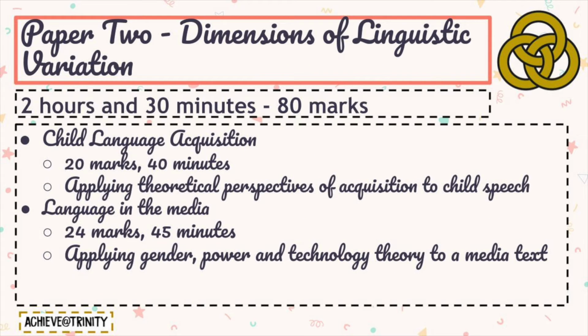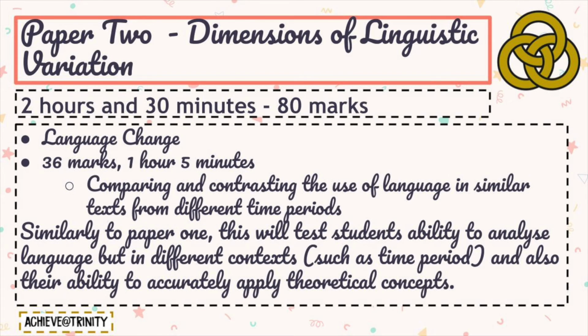Paper 2 follows the same structure as Paper 1. The first question is child language acquisition. The focus here is very much on theoretical perspectives, and students should focus on revising these when they learn them in January. Language in the media also focuses on theory and allows students to apply gender and power theory that they learnt in Year 12. Again, while students will not fully cover the skills for this question until February, they can begin to revise the theory again now in preparation.